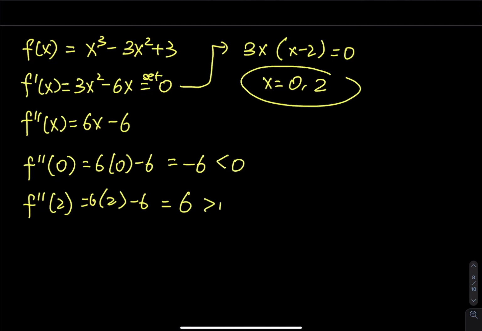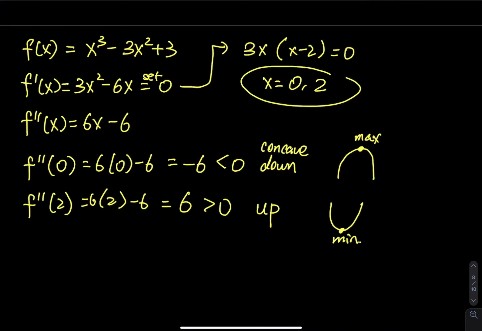So second derivative negative, that means the function is concave down at that point. Second derivative positive, that means the function is concave up at that point. So what does concave down look like? Concave down is a sad face. So since 0 is a critical number, at x equals 0, we have a local max. And then 2 is a critical number. At x equals 2, concave up, we have a local min.